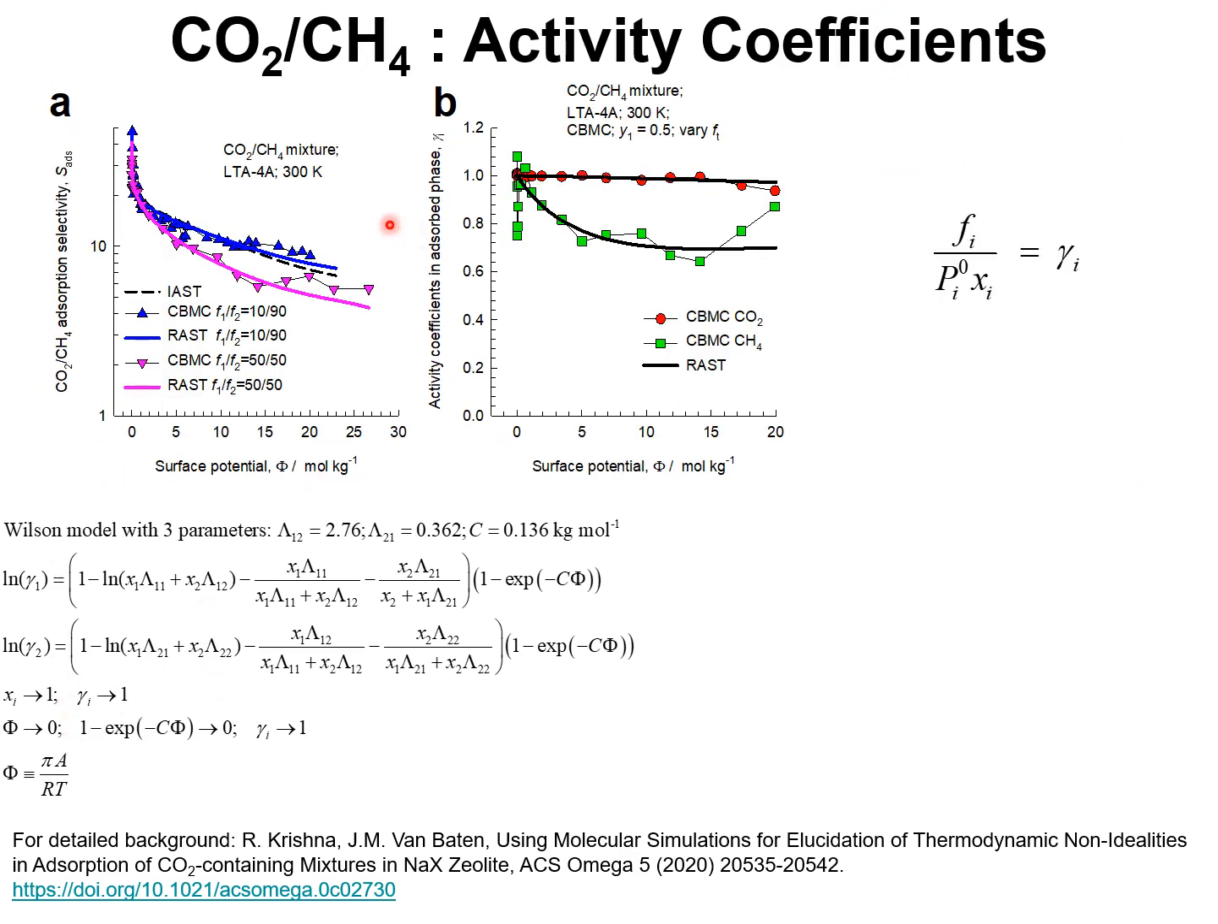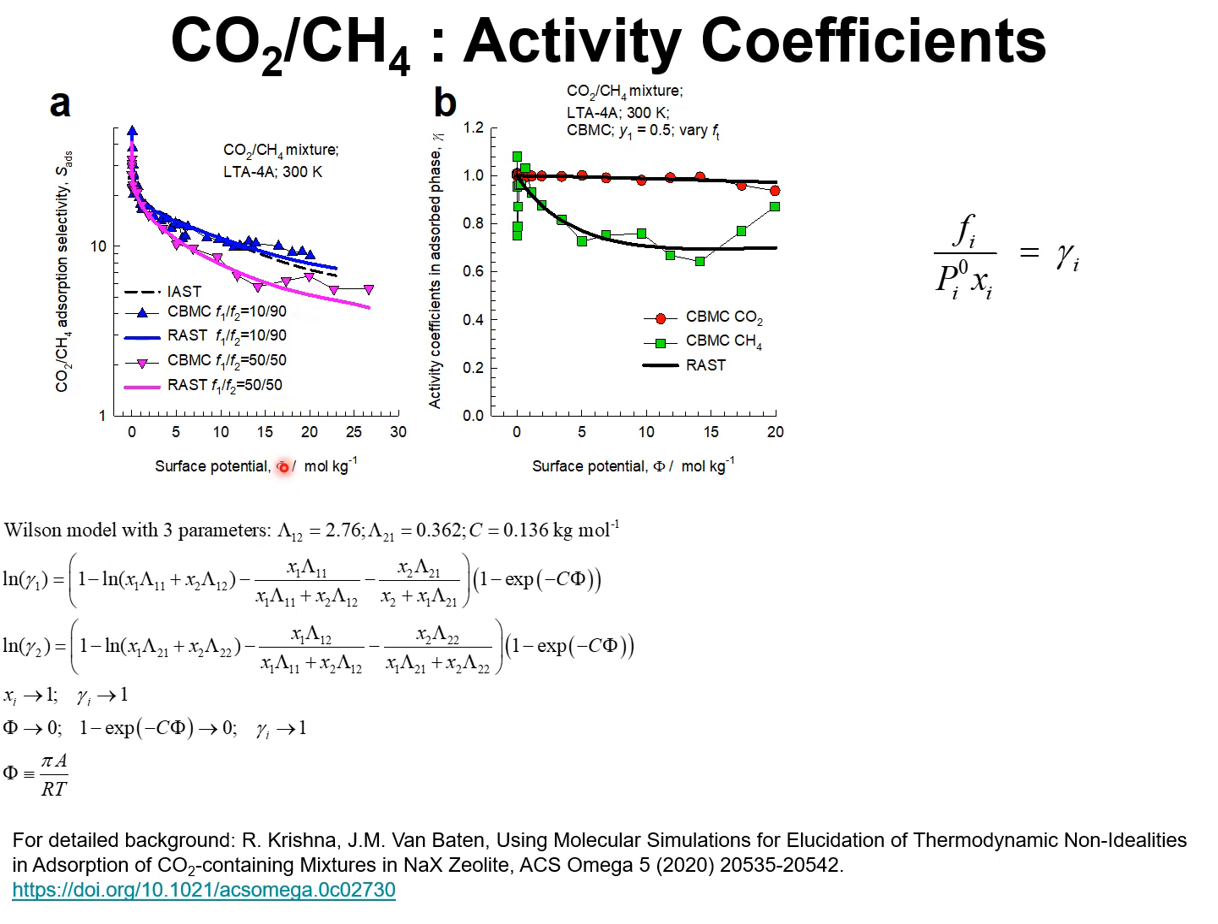For binary mixtures of carbon dioxide and methane, two different CBMC campaigns were undertaken. The blue triangles represent the CBMC data for the adsorption selectivity for CO2 methane mixtures in the proportion 10-90. The inverted pink triangles are the CBMC simulations for CO2 methane adsorption selectivity for 50-50 mixtures.